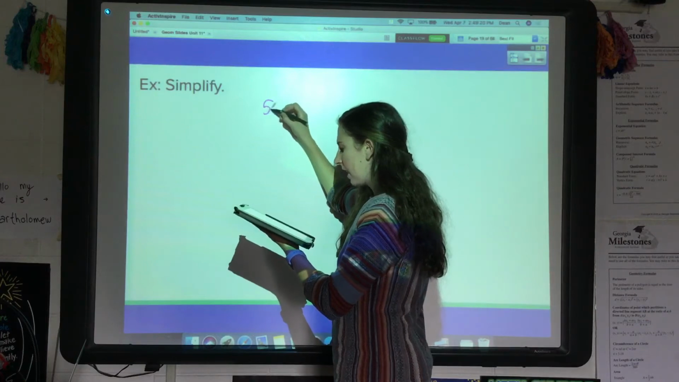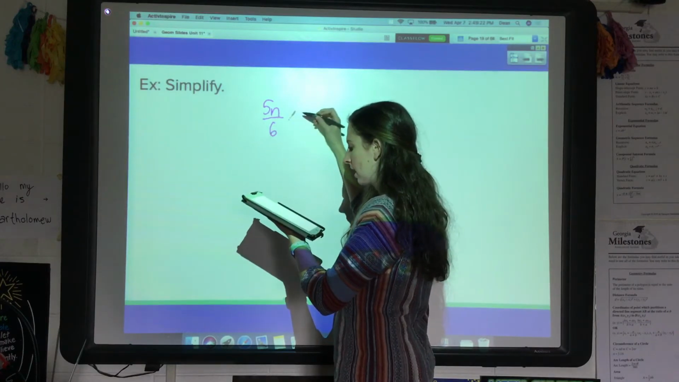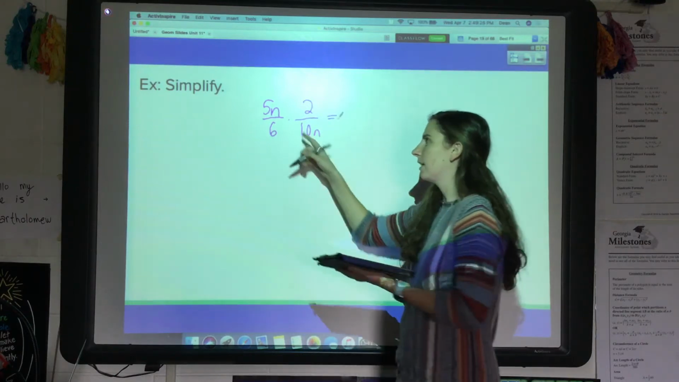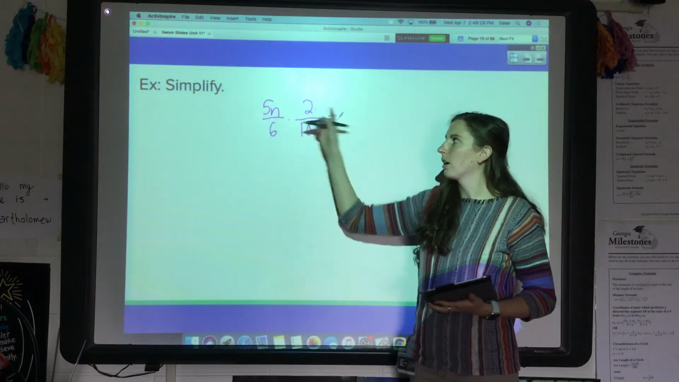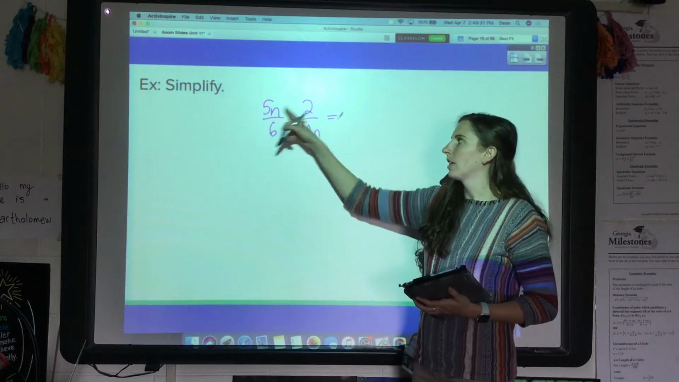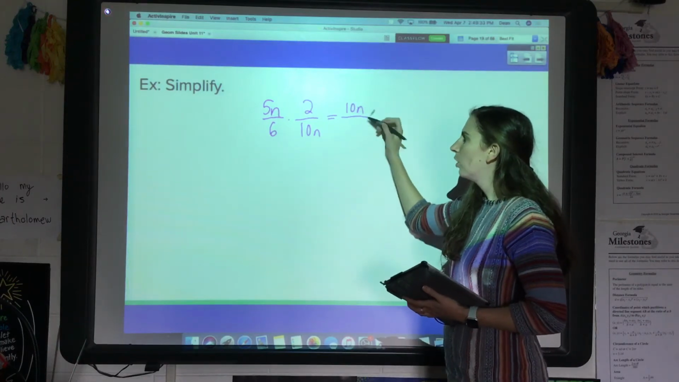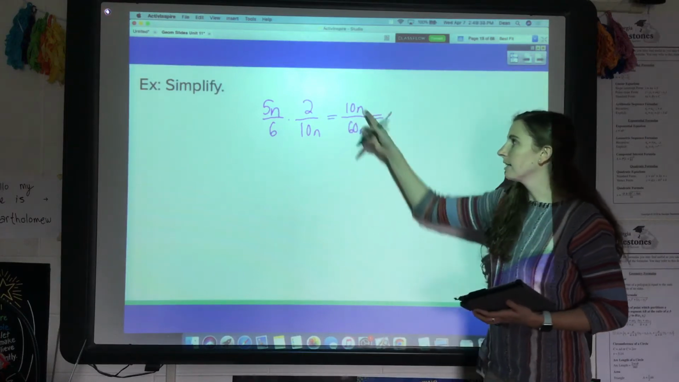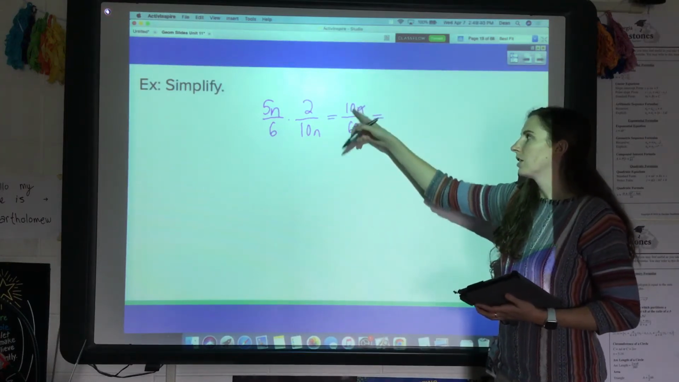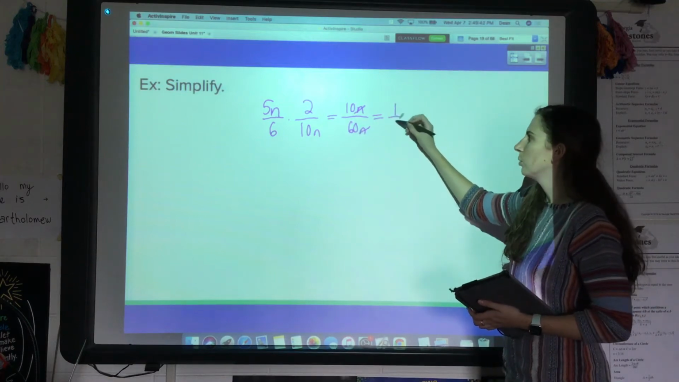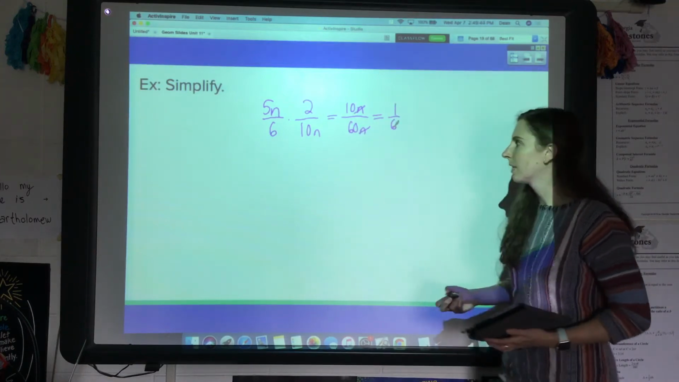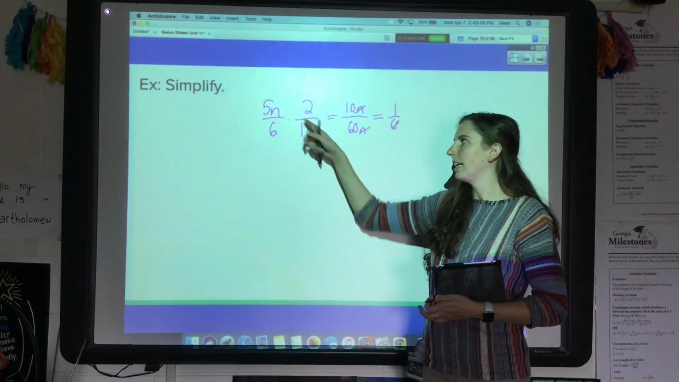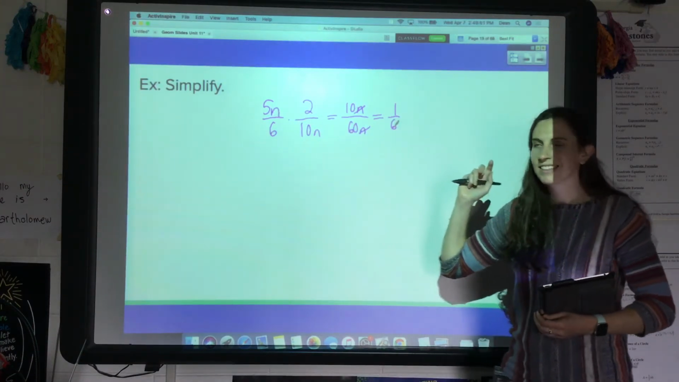Let's try another one. Let's say I have 5n over 6 times 2 over 10n. Again, just like with any fractions, multiply across the top and across the bottom. So that's going to be 10n over 60n. The n's cancel, and then you just have 10 over 60, which simplifies to 1/6. Isn't that kind of interesting, actually? It doesn't even matter what you plug in for n here. You would always get 1/6.